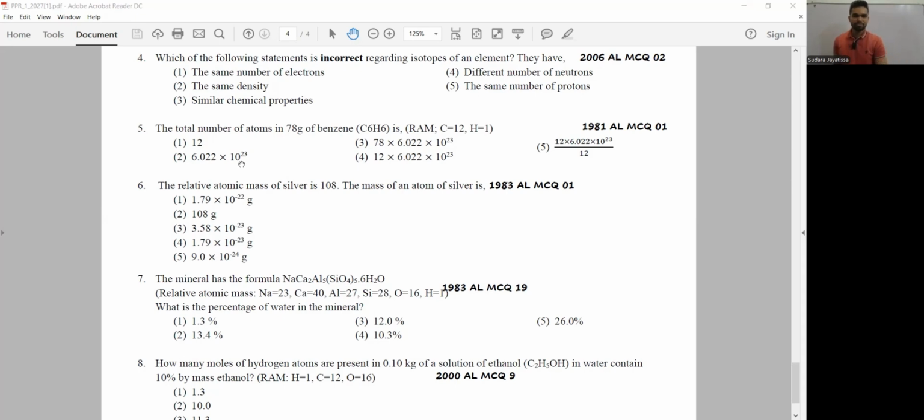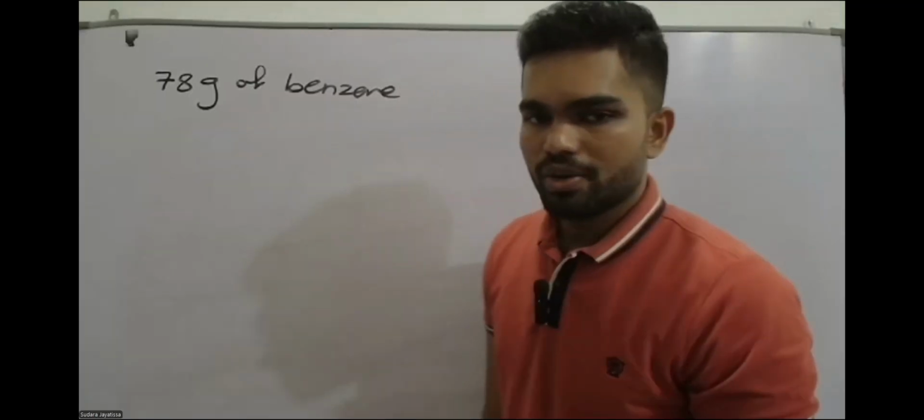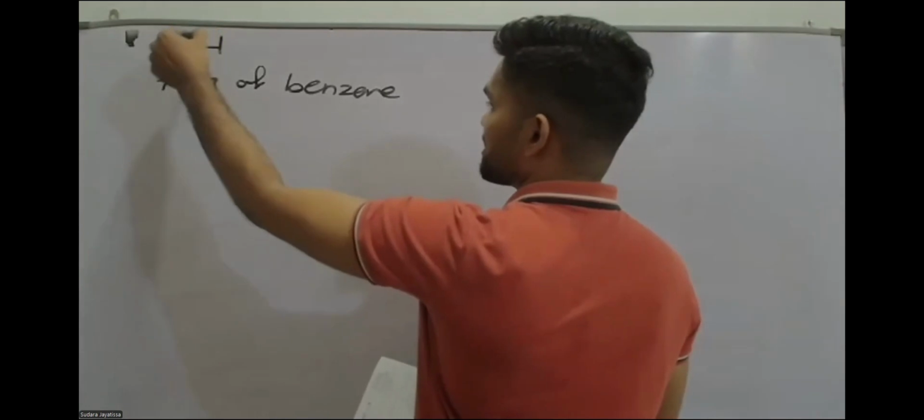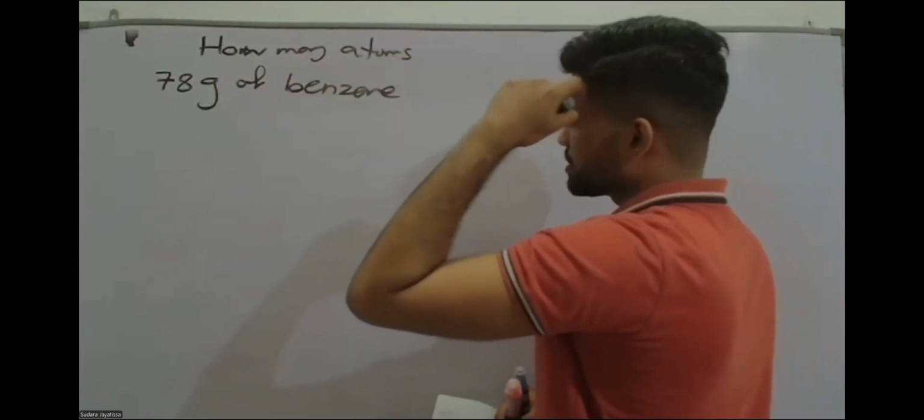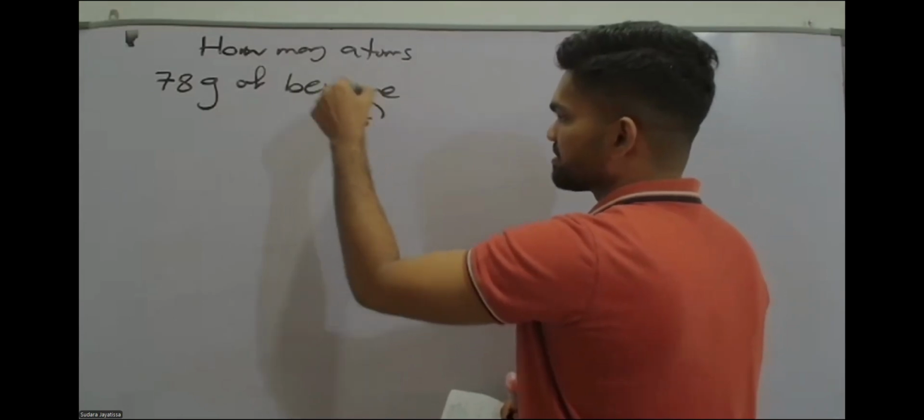So let's see the 5th MCQ, chemical calculations. Total number of atoms in 78 grams of benzene. In the actual A-level question, they only said benzene, so I added the molecular formula since you don't know about benzene yet. Benzene is an organic molecule, you will learn later. So it's asking how many atoms? Here's benzene, C6H6.